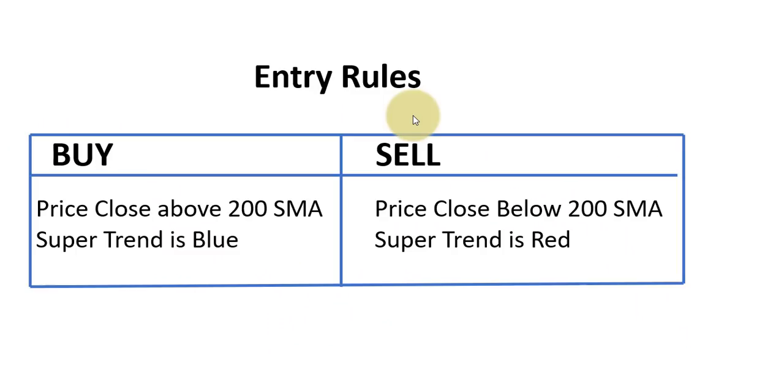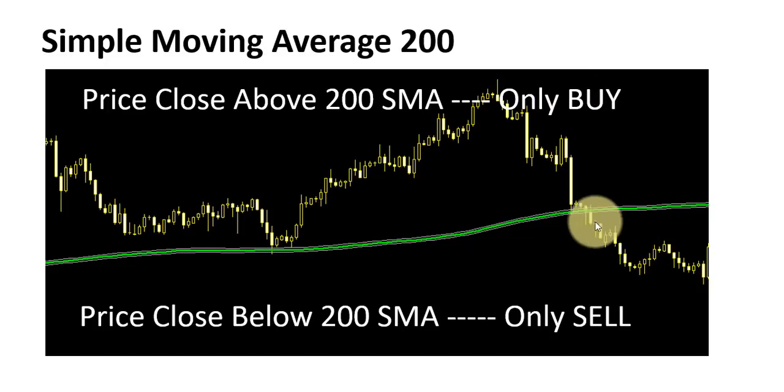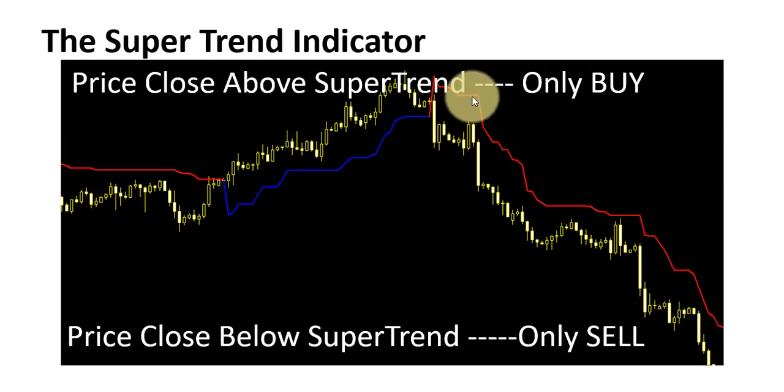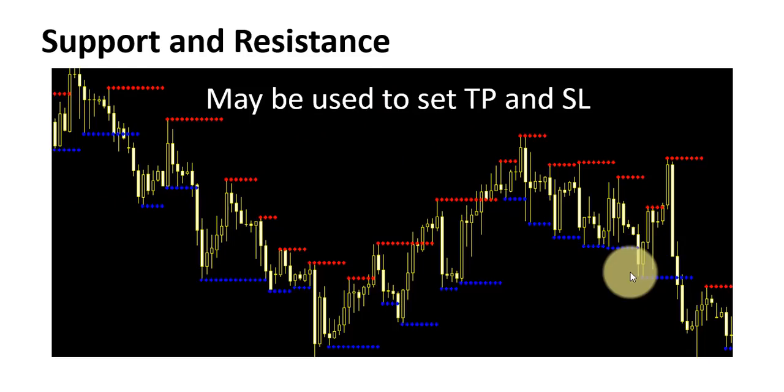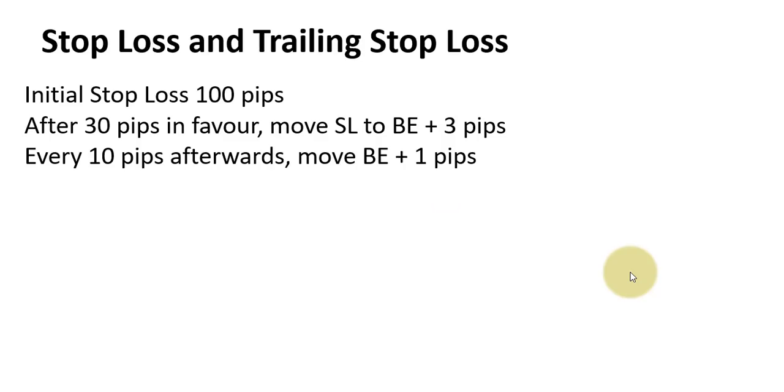The other way, to sell, is the opposite. Price must close below the 200 simple moving average, and the super trend indicator must be red. Let's check that out. Price must be below the simple moving average, and the super trend must be red. We are going to put this together so you will see them all in one window. So these are the rules: 2 very simple rules only.